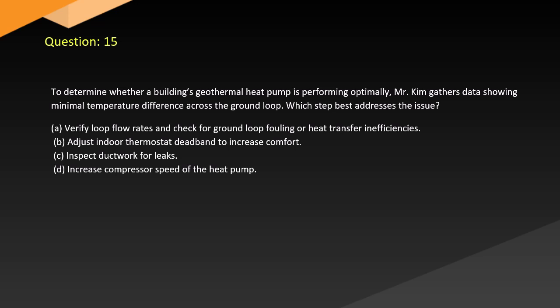Question 15. To determine whether a building's geothermal heat pump is performing optimally, Kim gathers data showing minimal temperature difference across the ground loop. Which step best addresses the issue? A. Verify loop flow rates and check for ground loop fouling or heat transfer inefficiencies. B. Adjust indoor thermostat deadband to increase comfort. C. Inspect ductwork for leaks. D. Increase compressor speed of the heat pump.